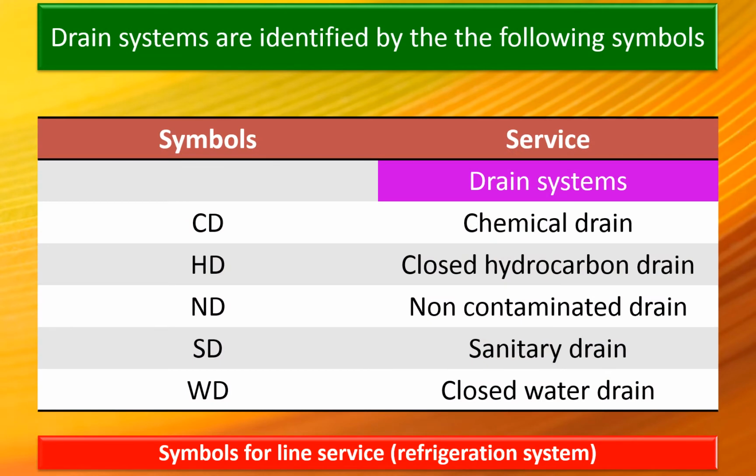Drain systems are identified by the following symbols: CD for chemical drain, HT, closed hydrocarbon drain, NT, non-contaminated drain, ST, sanitary drain, WD, closed water drain.